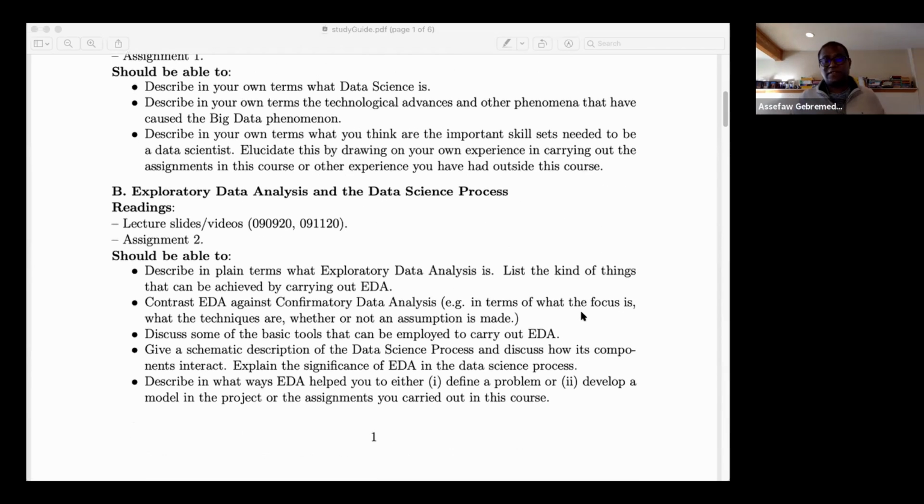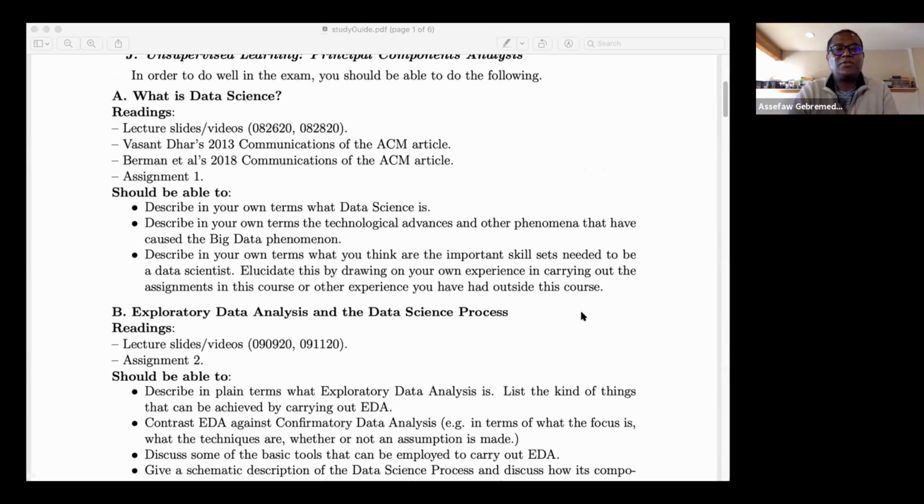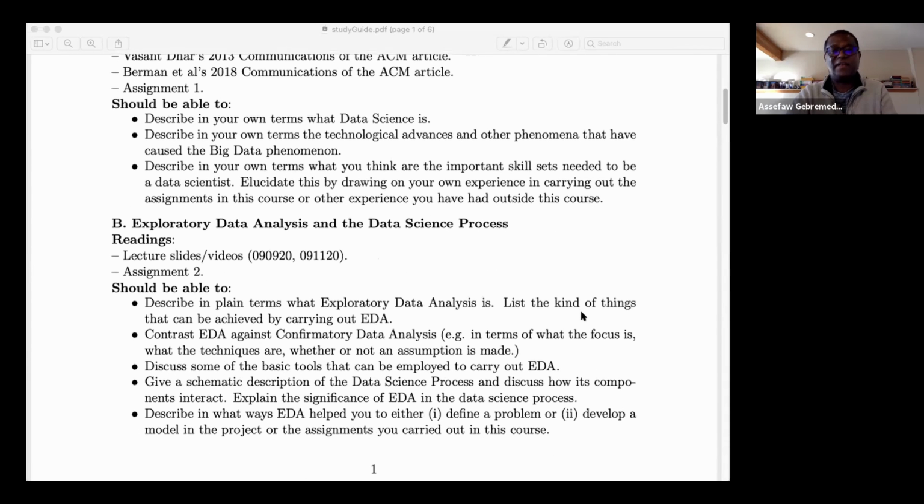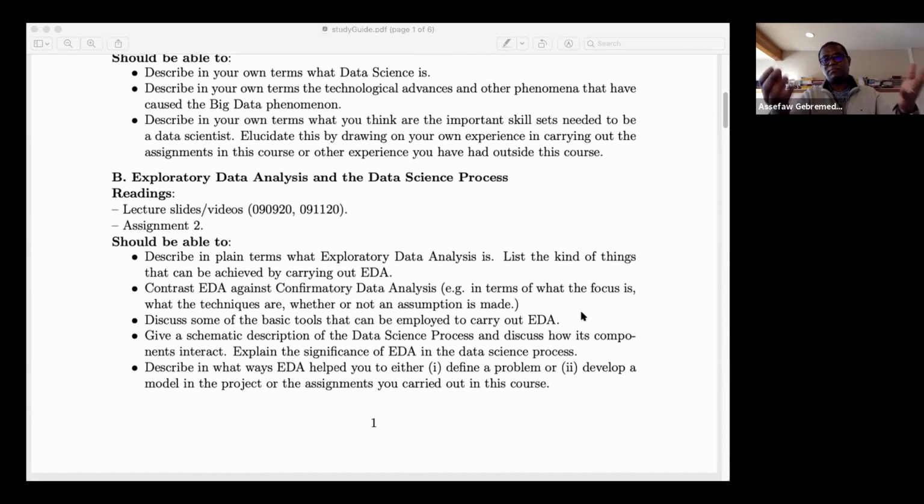Exploratory data analysis and the data science process. We spent 2 lectures on this, September 9th and September 11th. And every time you will probably also notice that I will indicate which assignment was relevant to that topic. So assignment 1 was relevant to topic A, topic B has got assignment 2. And here, I think there was, on my part, an emphasis on the importance of EDA and what the data science process overall means. And here are a good set of things, a little bit detailed, of what I expect you to know. So describe in plain terms what exploratory data analysis is.